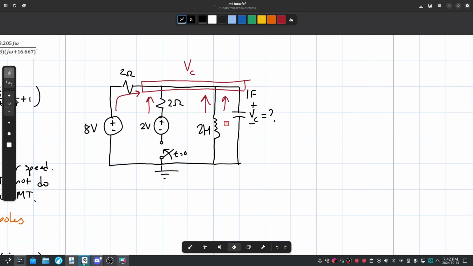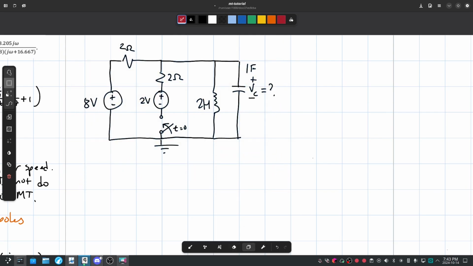Okay, this is wrong. Assume going out. Remember what I said before? When you have something like this, VC, you should always assume the current's going the same direction, from positive to negative. Just to make our lives easier, we're going to assume the same thing for everything else. Man, I'm all over the place. I'm so sorry. Okay.